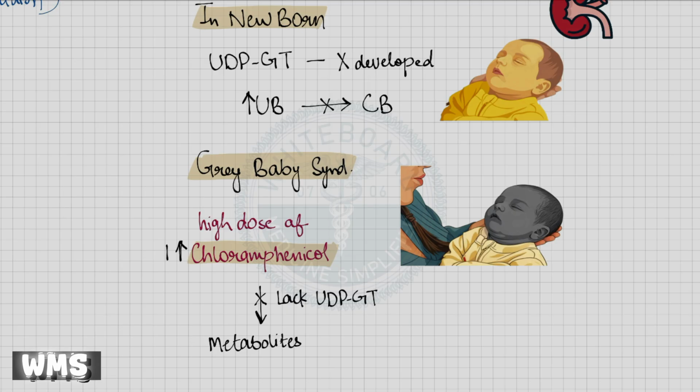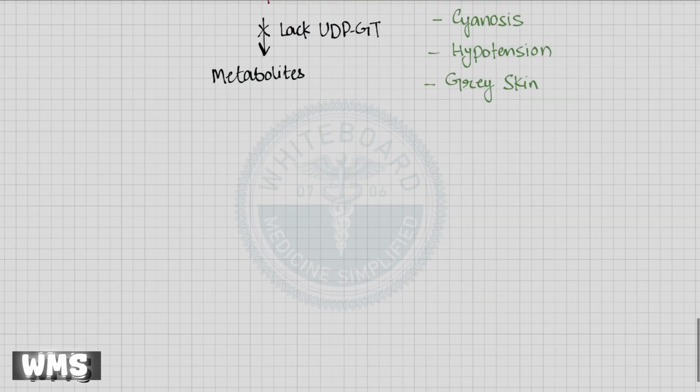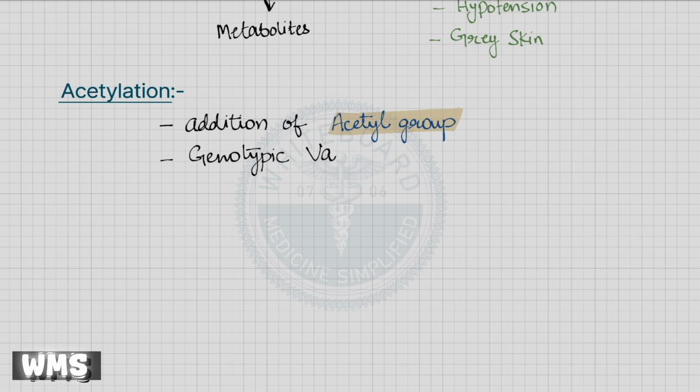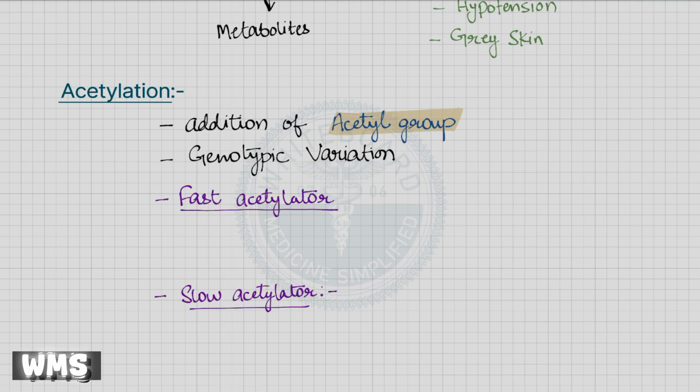The drug accumulates, leading to toxicity characterized by cyanosis, hypotension, and a grayish discoloration of the skin. Acetylation involves the addition of an acetyl group to the drug molecule. An important feature of acetylation is that it shows genetic or genotypic variation in the population. Based on this variation, individuals are classified as fast acetylators and slow acetylators.